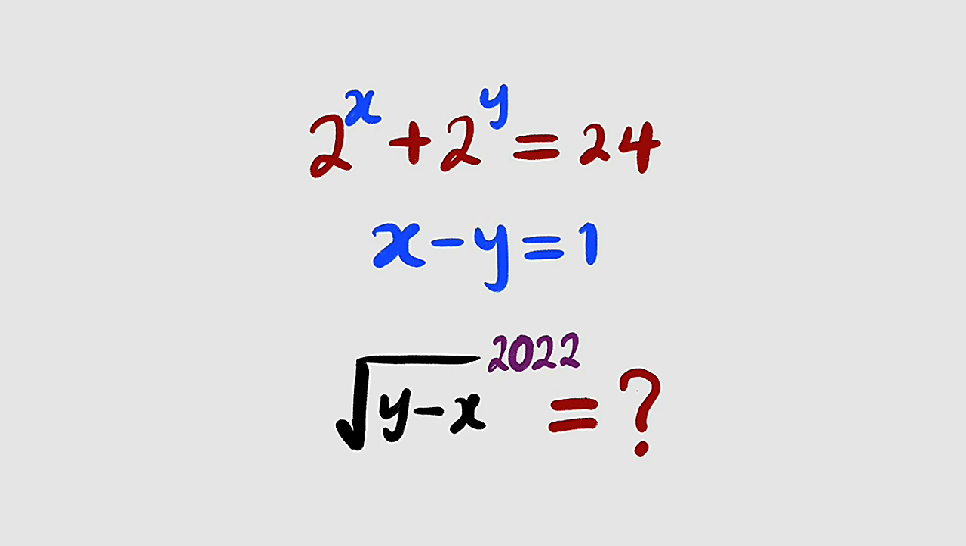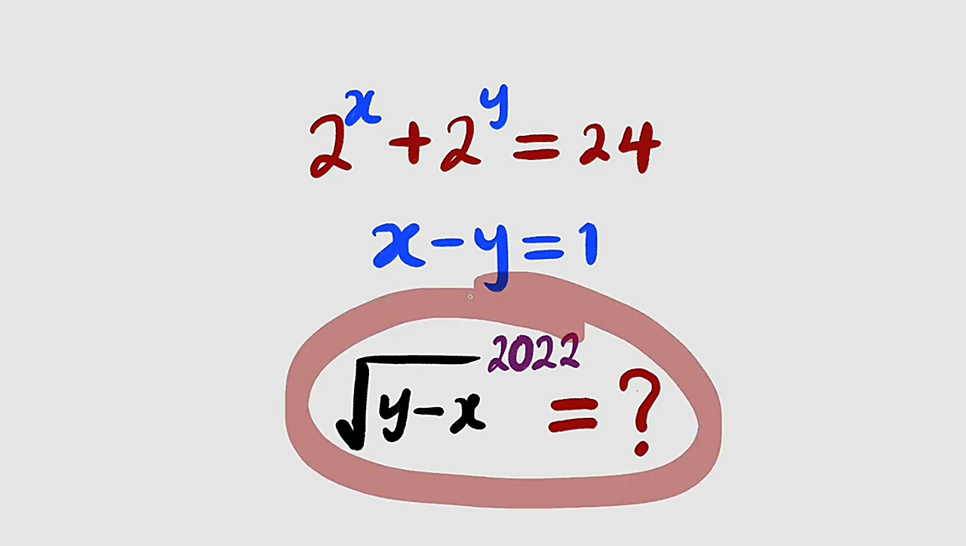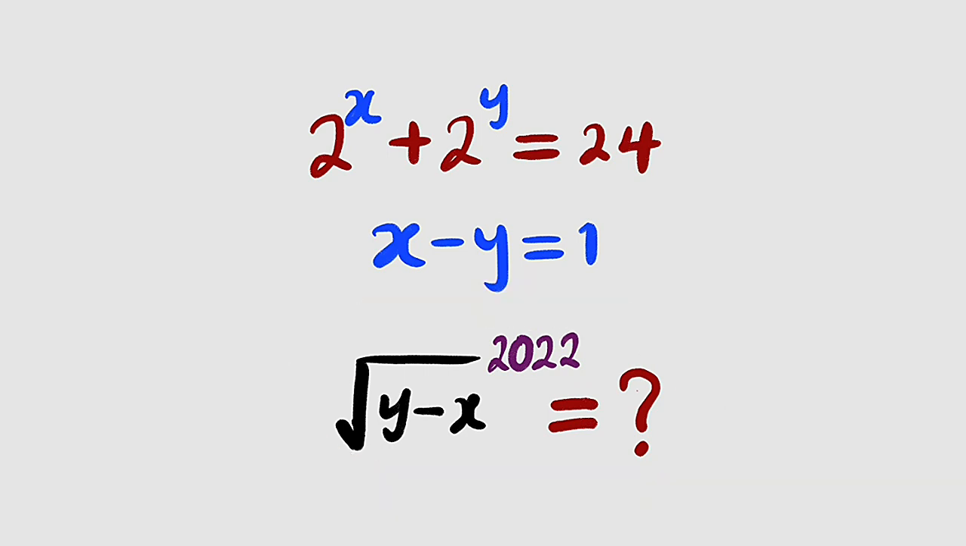It was sent to me yesterday, though I couldn't find a simple way to solve it using Olympiad standard. Therefore I am going to find the values of x and y, then substitute them into the expression we are looking for. Alright, the question is, if 2 to the power of x plus 2 to the power of y is equal to 24 and x minus y is equal to 1, we are asked to evaluate the square root of y minus x to the power of 2022.